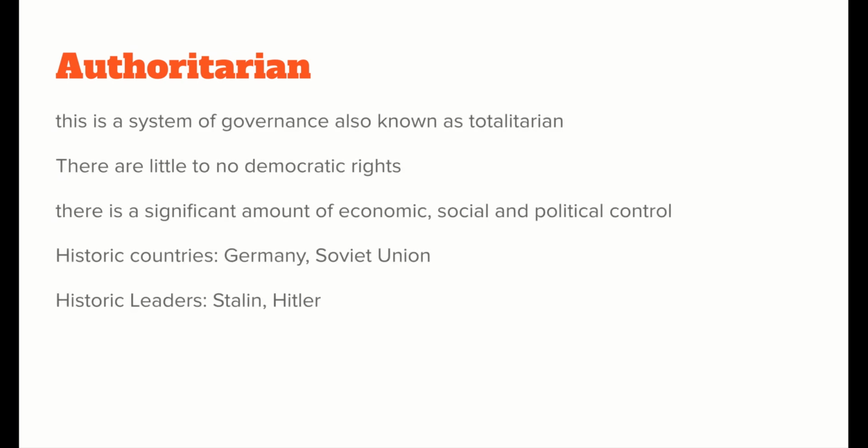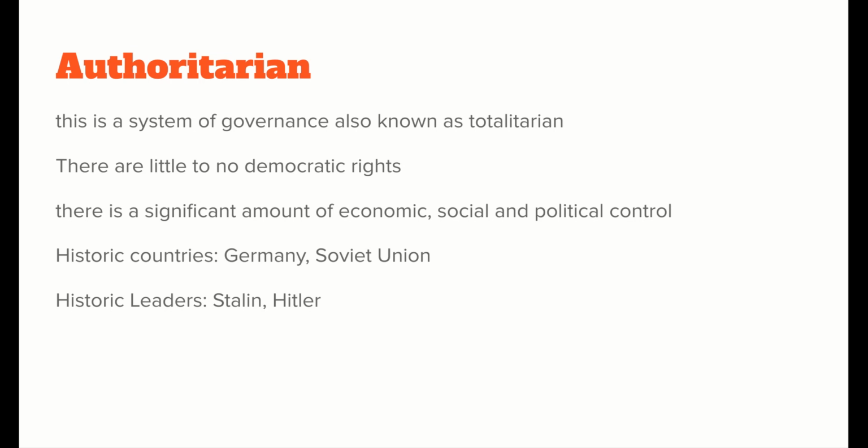Authoritarian. This is more up and down than left or right. This is a system of governments also known as totalitarian. There is little to no democratic rights. Pretty much authoritarian or totalitarian governments are in control of the entire economy, social and political control. You don't get to vote. Usually, you don't get to choose what your job is. The government runs the economy.